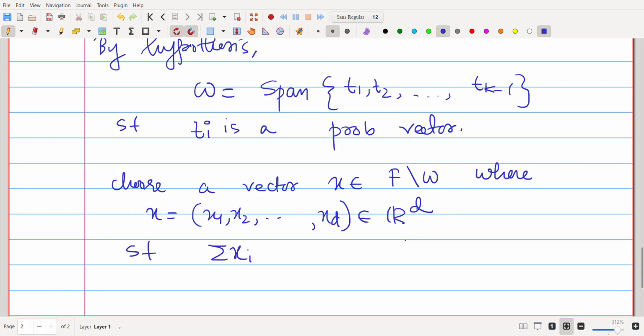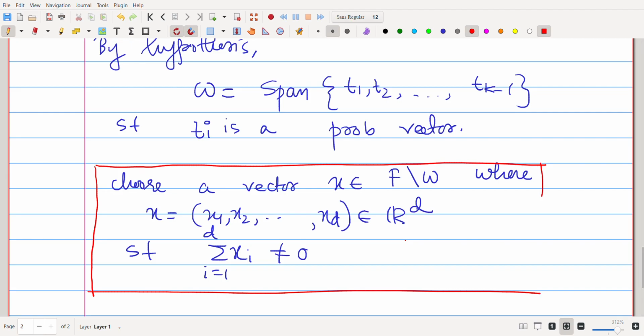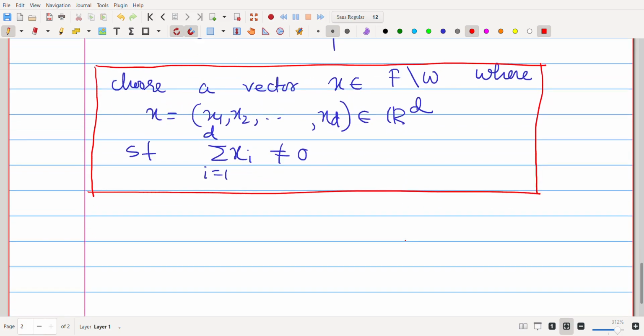such that the summation of xi, i equal to 1 to d, is non-zero. Choose a vector such that this happens. This is a very important part of this proof. So choose a vector x from F minus W such that the summation of xi, i equal to 1 to d, is non-zero. Now the question is why such a vector exists.